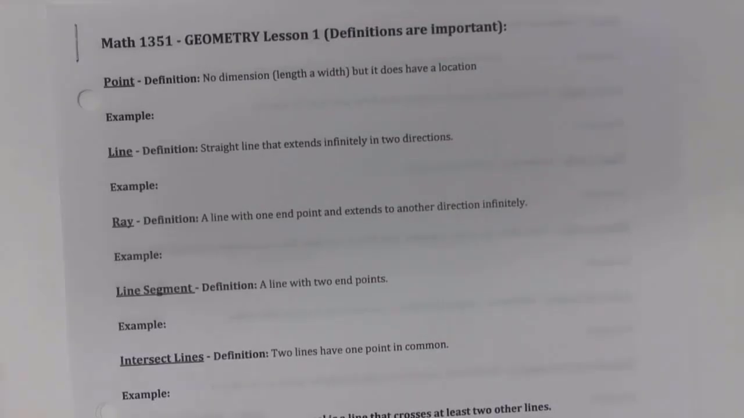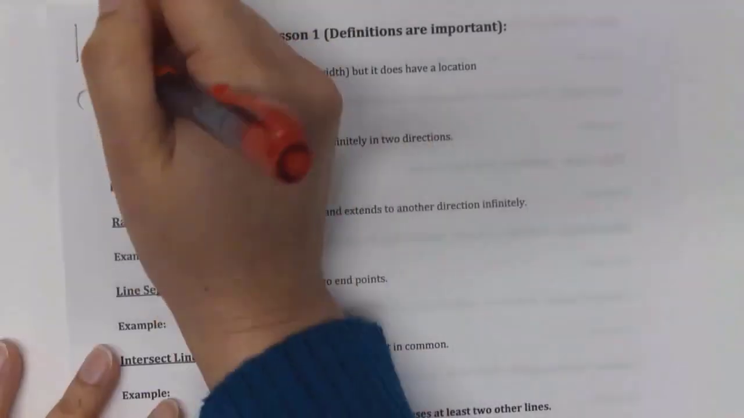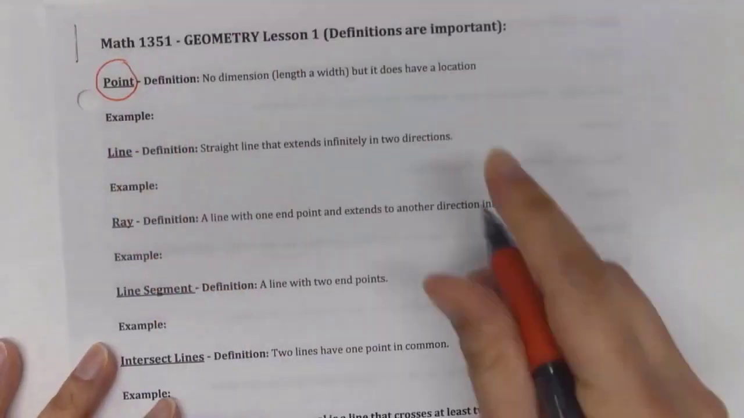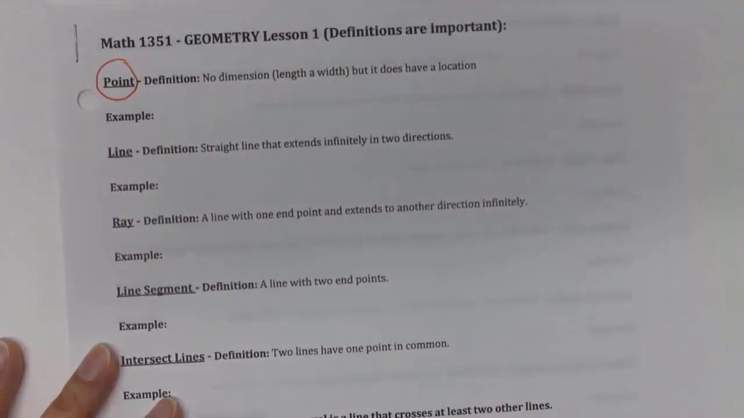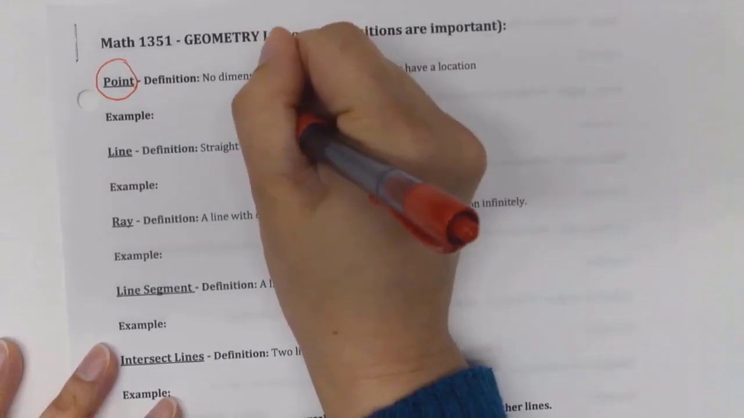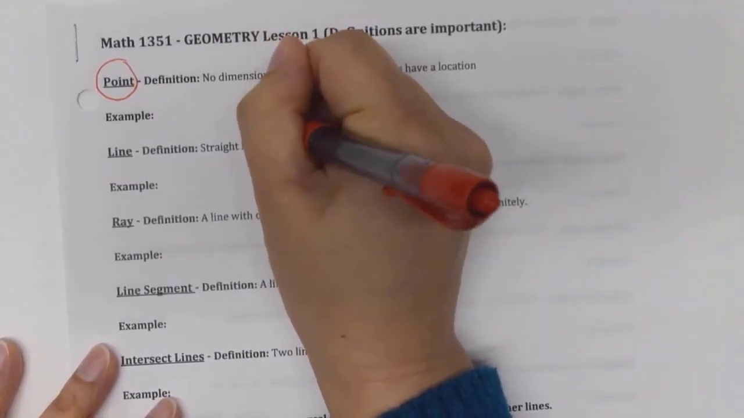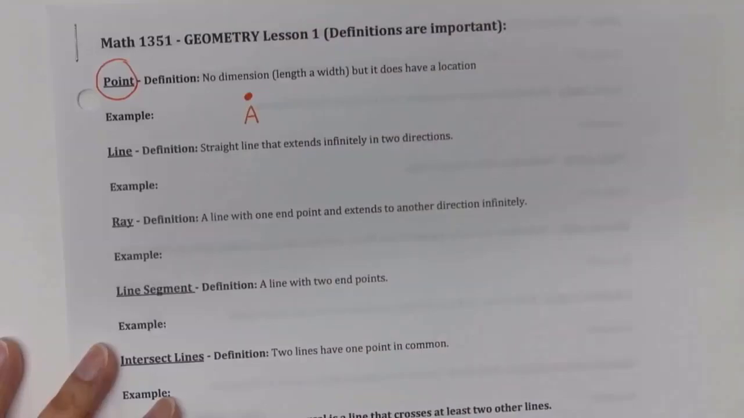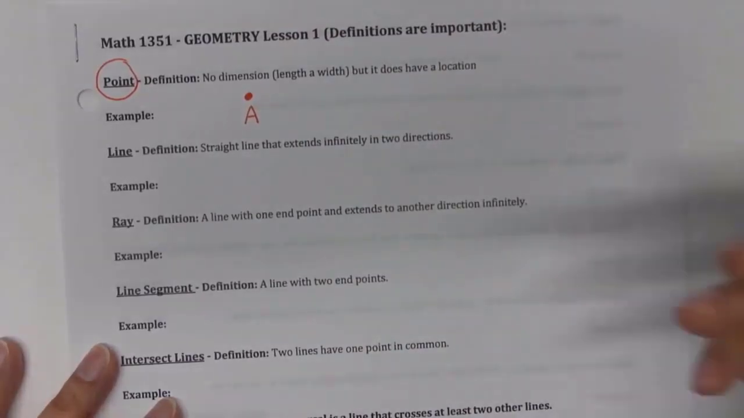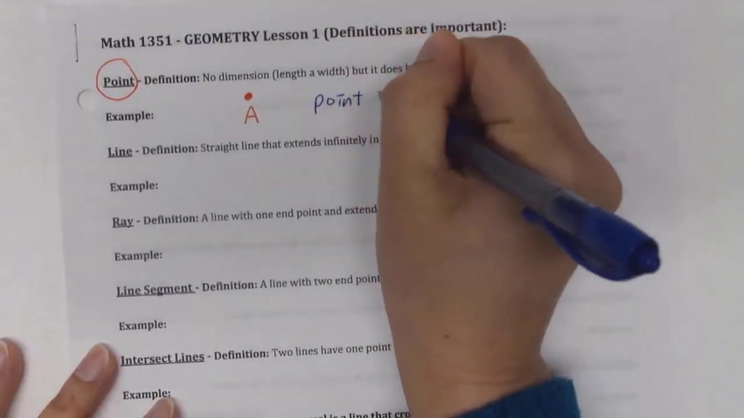So first one is point. Talking about a point, we have no dimension, length, or width, but it does have a location. For example, we can say this is point A. That's the location, and that represents point A.